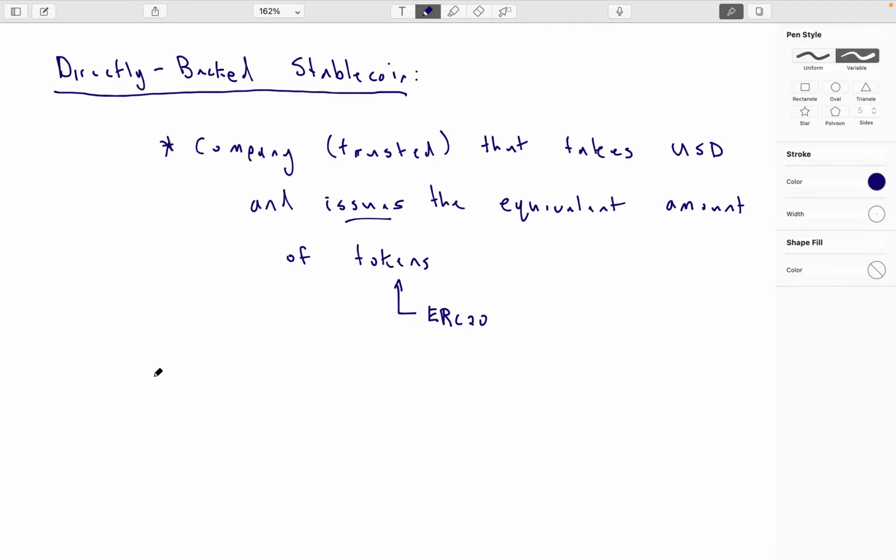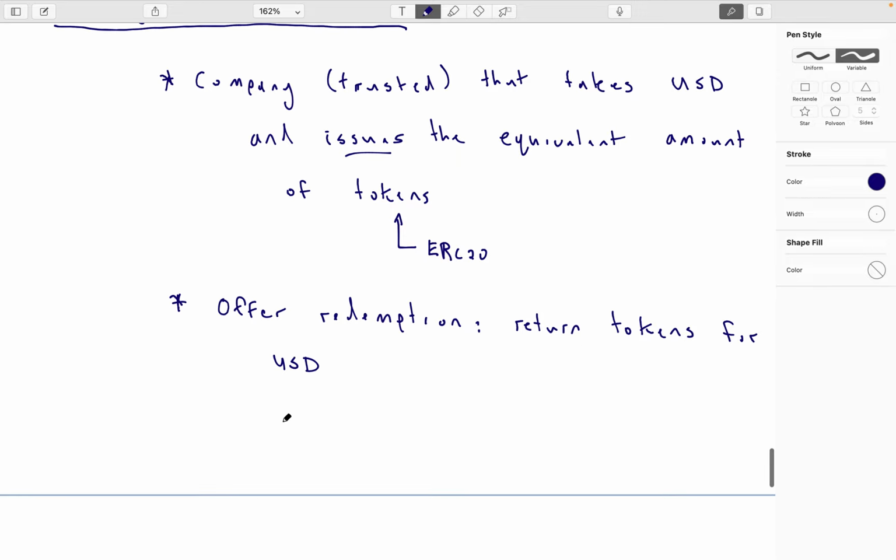Okay. And now you might say, well, what about the reverse? What if I have these tokens, I come back to you and say I want my $1,000 back? Okay, so you could offer redemption. Let me say that if you offer redemption, then this is a much better system. It's clearly the case that these tokens are going to be more tightly tied to the U.S. dollar.